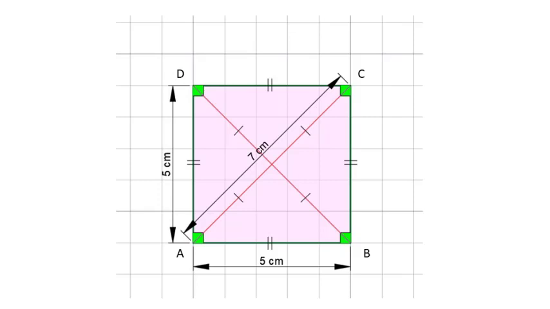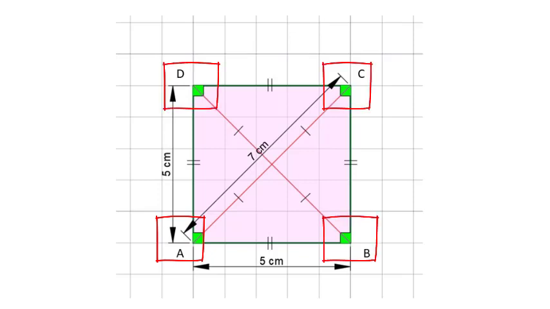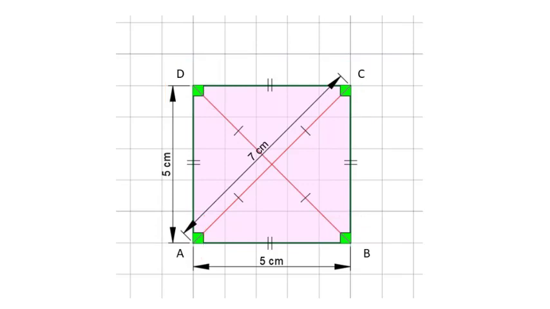You can see in the diagram segment AD and segment BC, also segment AB and segment DC are congruent, that is equal. In a square, angle A, angle B, angle C and angle D are all right angles, so they are congruent. Second property is diagonals are congruent, that is segment AC is equal to segment DB.